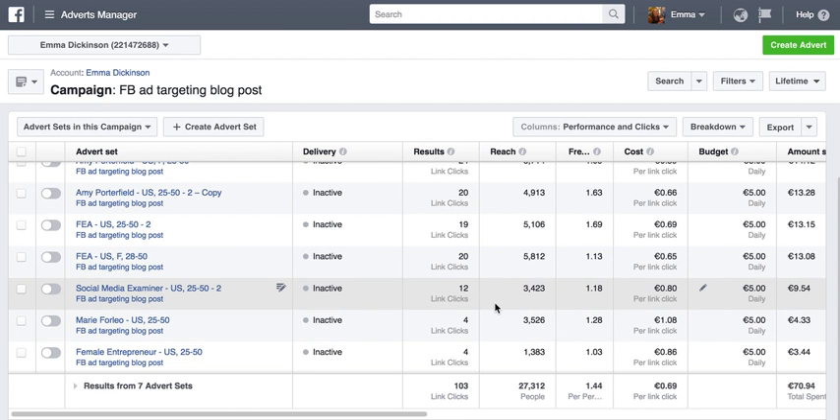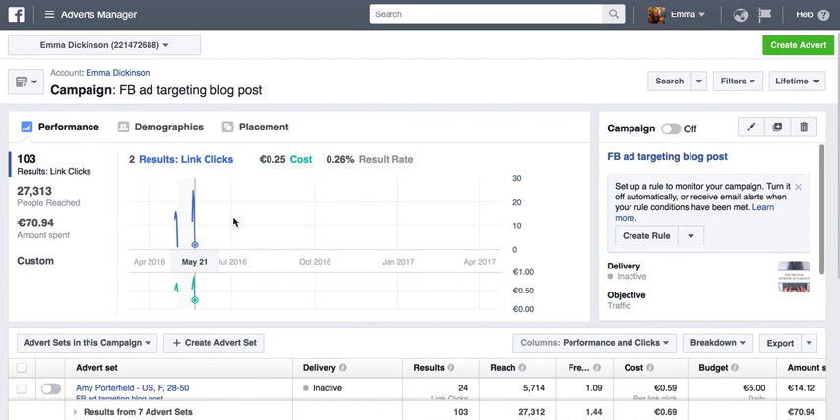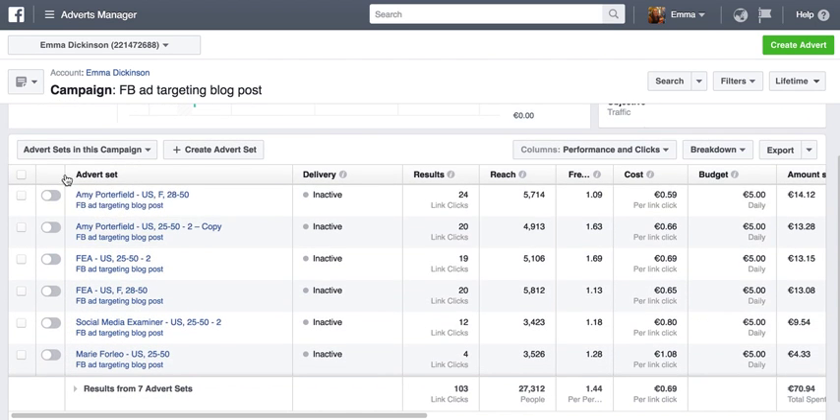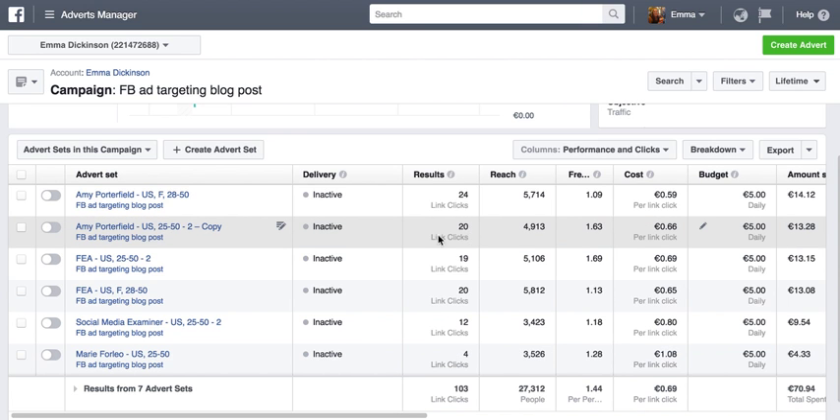All I need to do to turn them off is come over to this left-hand side, and this is actually going to turn it on, but you would just click it and it would change color. So I'm going to just turn it off again so that it's not delivering.